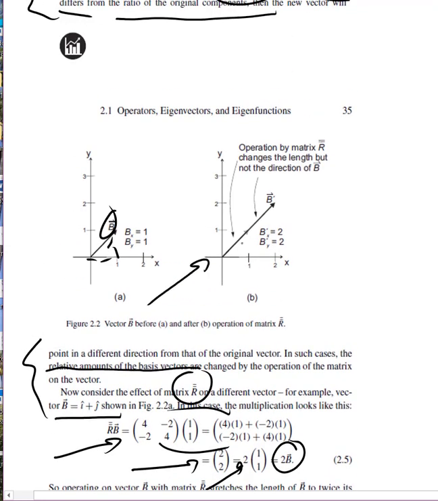Here's a graph of it. That was the original B. It's kind of faint and it's behind there. That's the original B. Here's the B prime. Twice as long, but same direction, because the ratio of the components is the same. So applying the operator in this case changed the length, but not the direction of B.